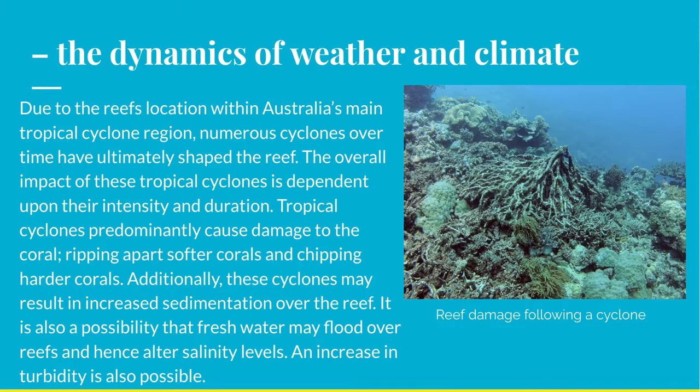Due to the reef's location within Australia's main tropical cyclone region, numerous cyclones over time have ultimately shaped the reef. The overall impact of these tropical cyclones is dependent upon their intensity and duration, and these tropical cyclones cause damage to the coral, ripping apart softer corals and chipping at harder corals. These cyclones may result in increased sedimentation over the reef, and it is also possible that salinity levels could be increased, and turbidity is also possible.